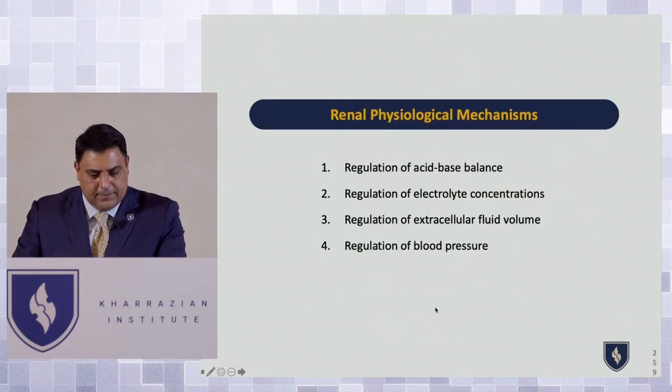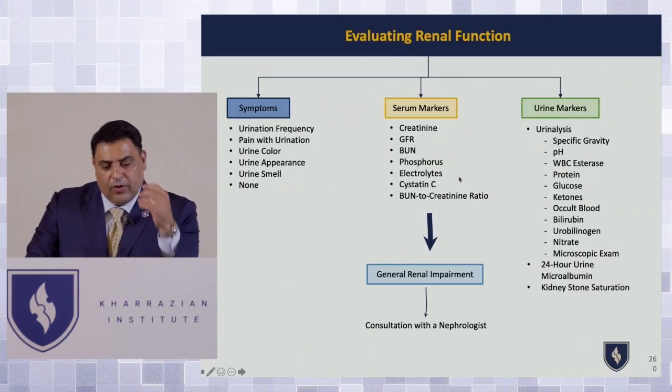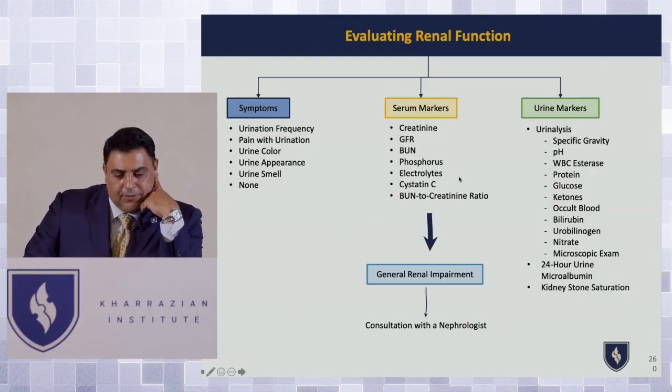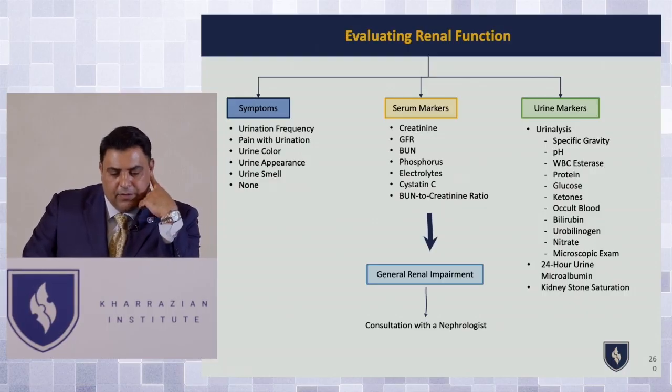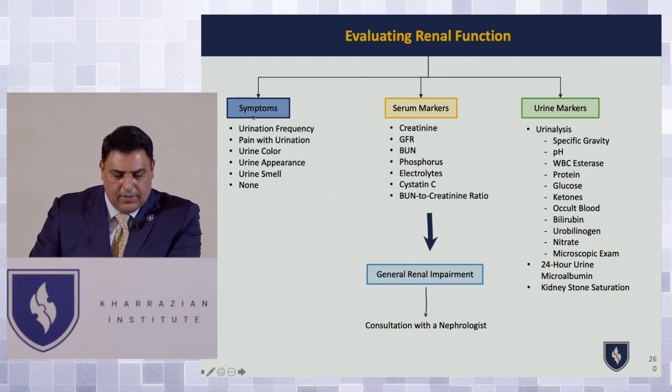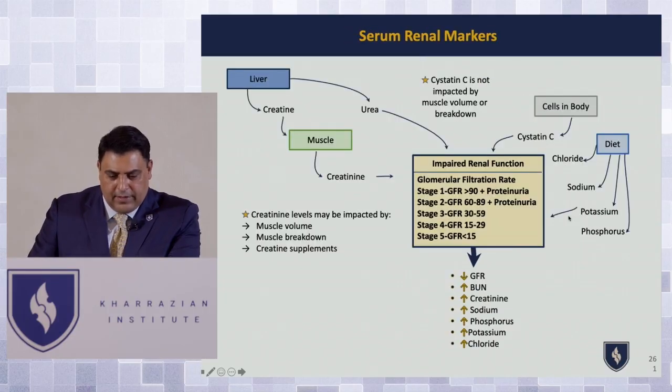And then you remember just the key functions of the kidneys. I made together some markers for you if you don't remember the laboratory markers for evaluating renal function. So these are the serum markers on a basic test, and these are urinary markers that you typically want to run. If these are abnormal, you want to make sure you have a nephrologist involved at this point.